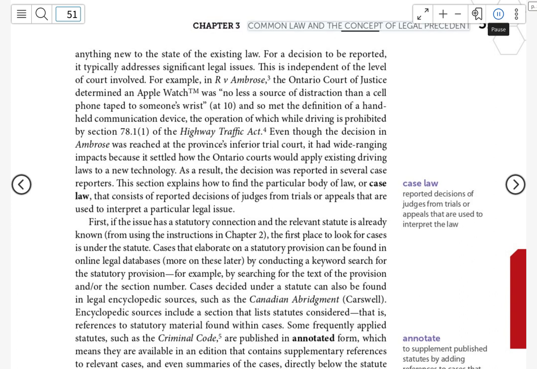Chapter 3 Common Law and the Concept of Legal Precedent. 51 Anything new to the state of the existing law. For a decision to be reported, it typically addresses significant legal issues. This is independent of the level of court involved.